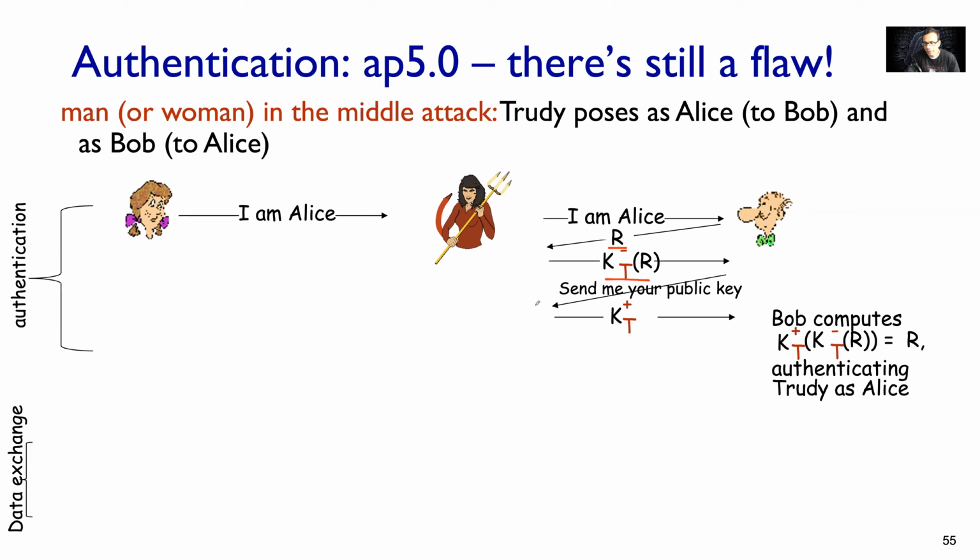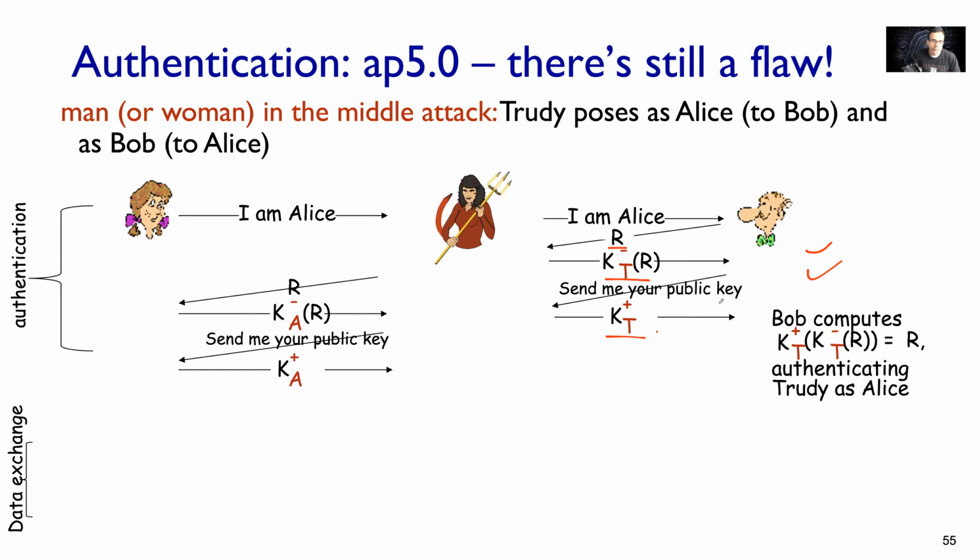So Bob says, okay, send me your public key. Again, remember, he's thinking this is Alice. Trudy sends back her public key, again, not Alice's public key. When Bob applies this to this, he will get back R, and he now thinks Trudy is actually Alice, because all of this has worked. Everything has worked as per the protocol.